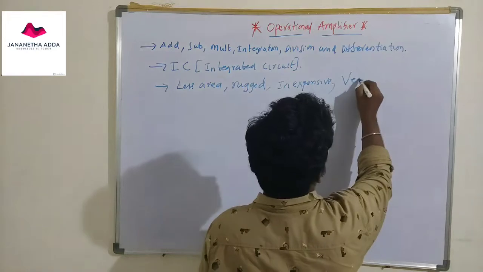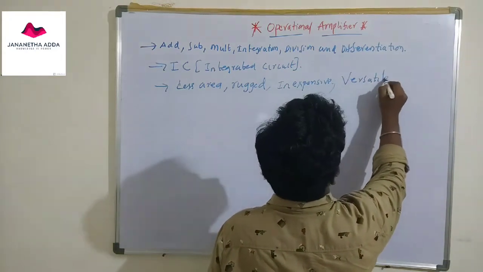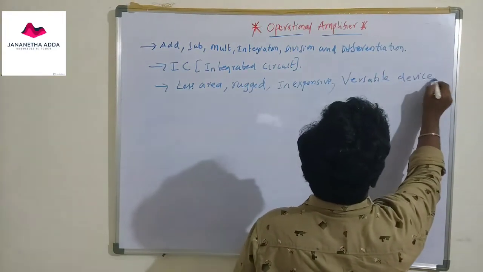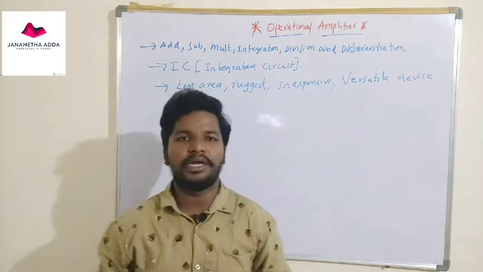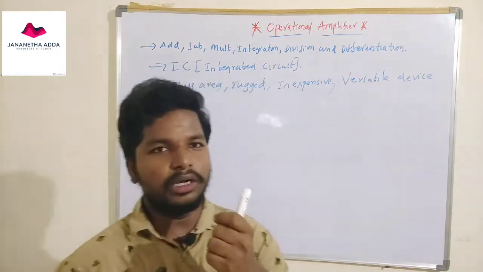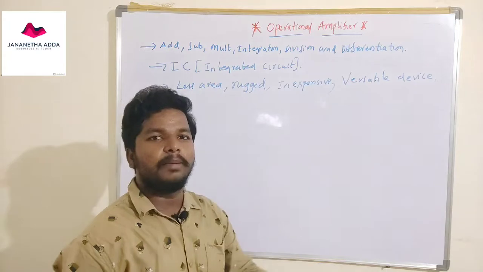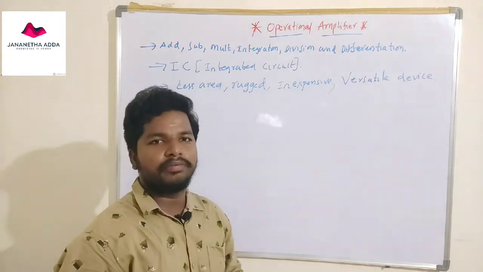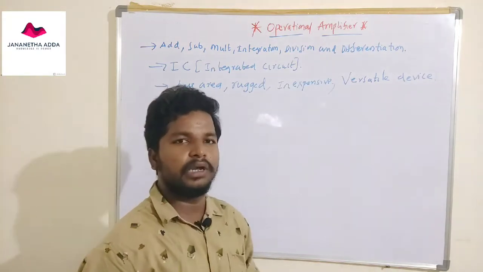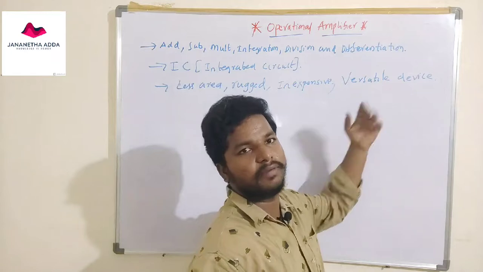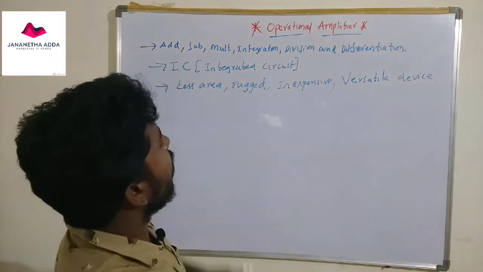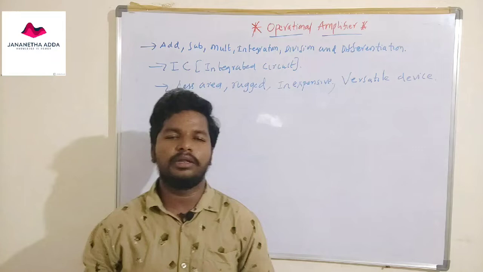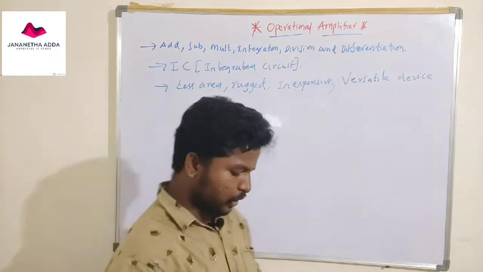It is also called a versatile device. This operational amplifier is also called a versatile device. A device is said to be versatile if and only if it is able to amplify all frequencies. So a device which accepts infinite frequencies, we call it a versatile device. So this is a small introduction about the importance of the operational amplifier.